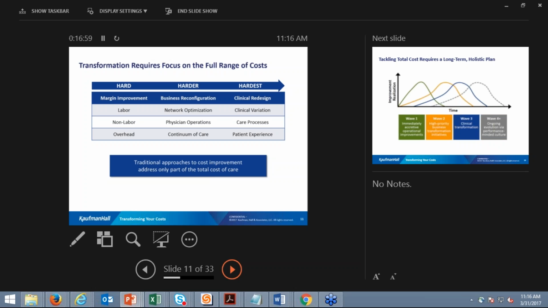So really what we would advocate is to take the full view of the cost structure in mind. And what we mean by that is areas of network optimization to figure out, do we need to be all things to all people, or do we need to focus on what we're really great at in centers of excellence, and what are we not so great at, and maybe what should we divest or stop doing? And then the holy grail of significant transformation comes in that far right bucket of clinical redesign and clinical variation.